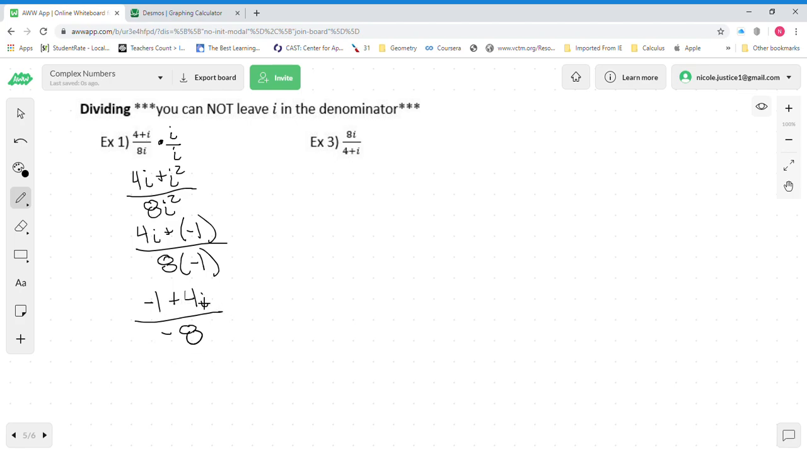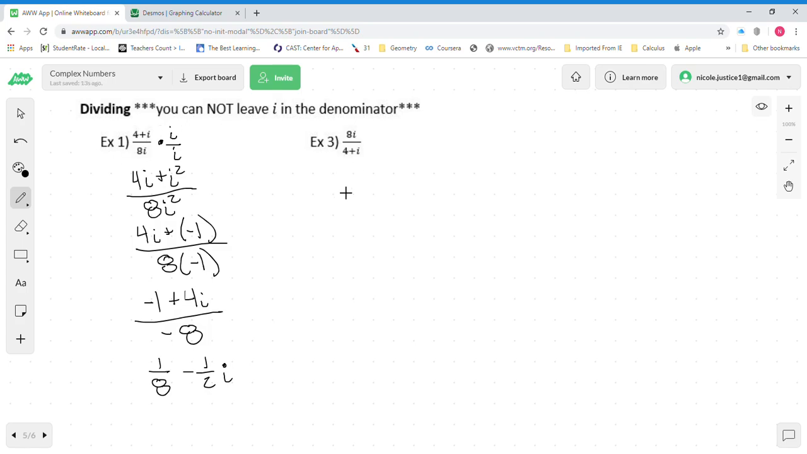More often than not, it's going to be written like this. But occasionally, they'll take the 8 and divide it into the 1 and the 4. So negative 1 over negative 8 is just 1/8. And when I simplify 4i over negative 8, I get minus 1/2 i. I would say more often than not, leave it like this. The only time I would divide the 8 out is if it could go into both and completely get rid of your fractions. But occasionally they will leave it like this.